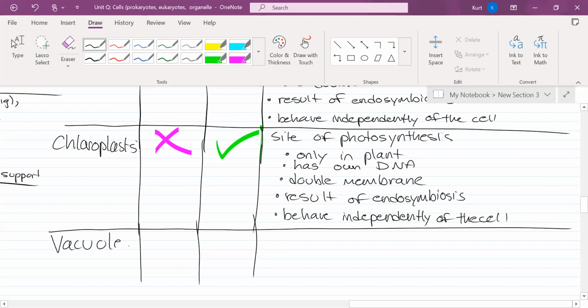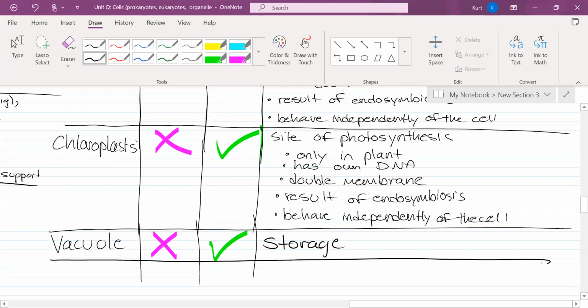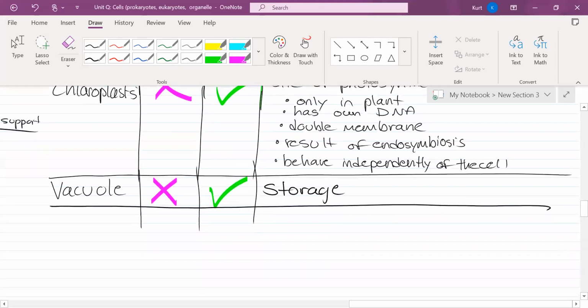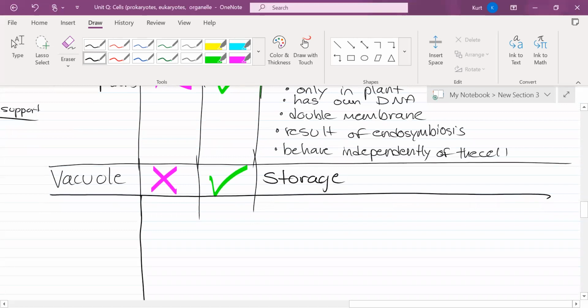We have a vacuole. These are not found in prokaryotes. They are found in eukaryotes. This definition is very easy. Storage. This is where cells can store water and food. It's mostly in plant cells, but I can't say it's not in other cells. But you would find them in plant cells more than any other type of cell. It stores water. It stores food. In fact, a plant cell can be 90% vacuole, and the vacuole holds water. We all know how important water is to plants.